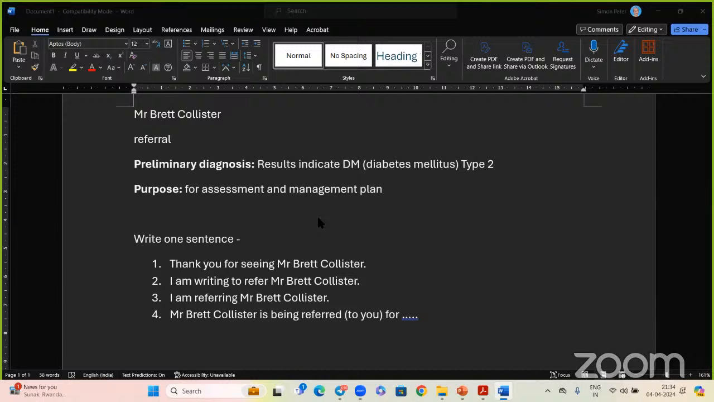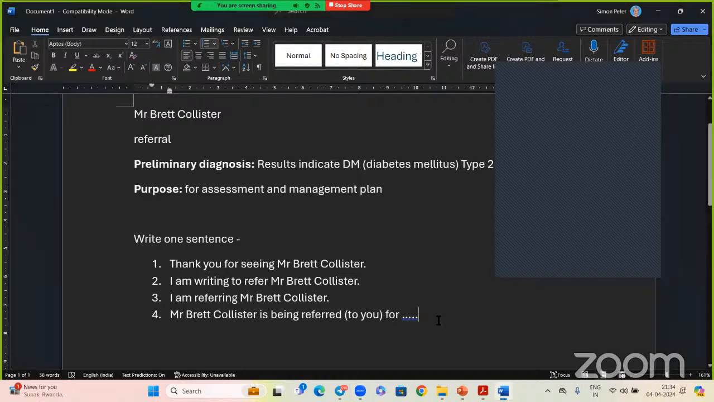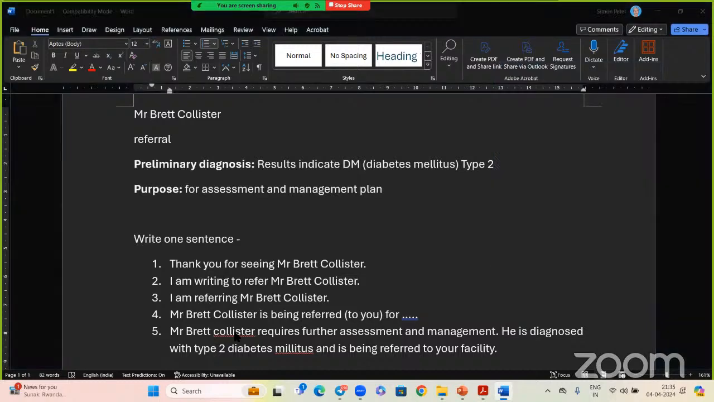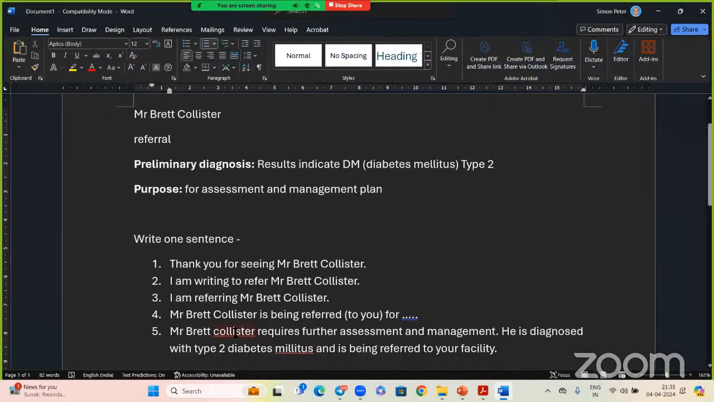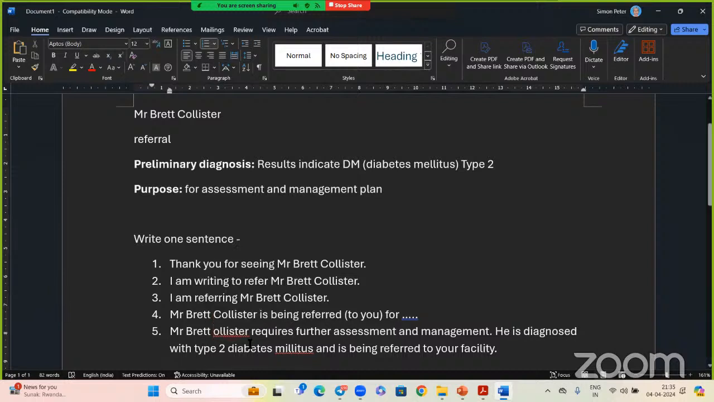Afterwards, you can join the sentences. First, write small sentences. So here Sakina has given a full sentence, a full paragraph. But what we'll do is break them into bits and pieces. So here, after a full stop, a space should be there. Mr. Brett Collister, the C should be a capital letter.